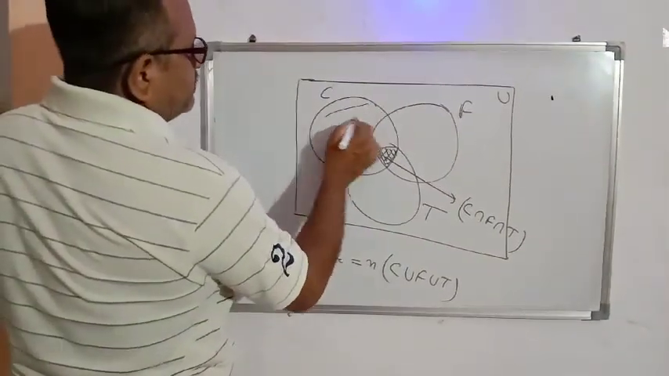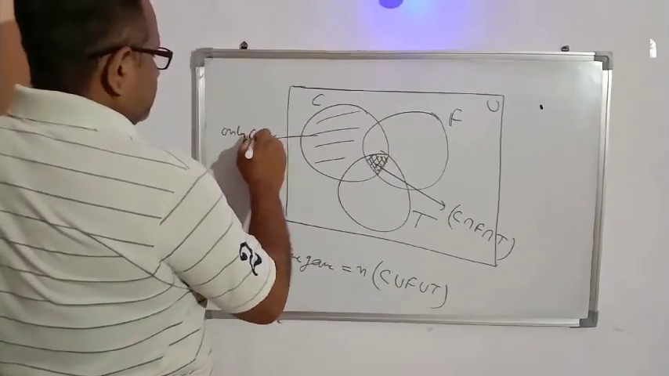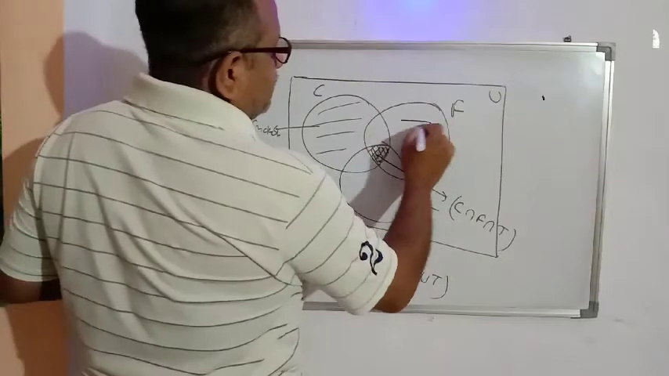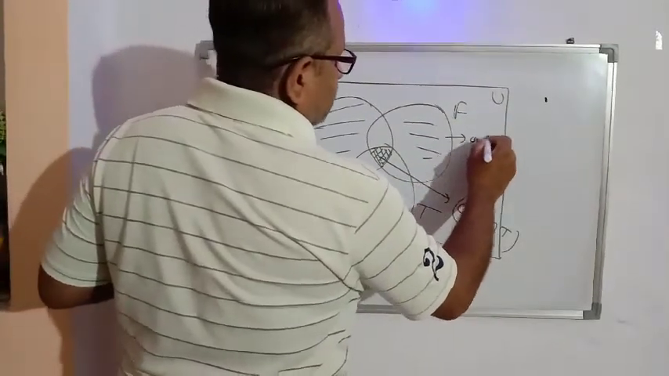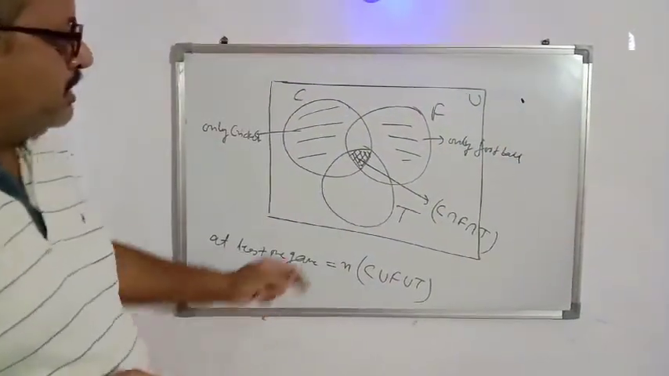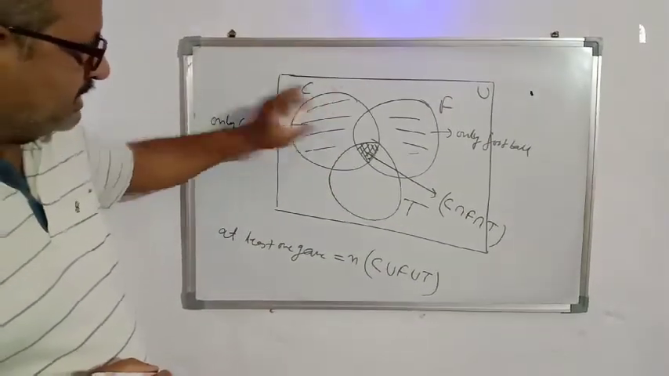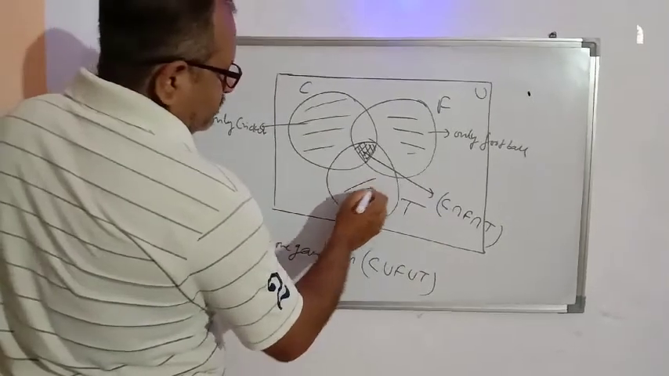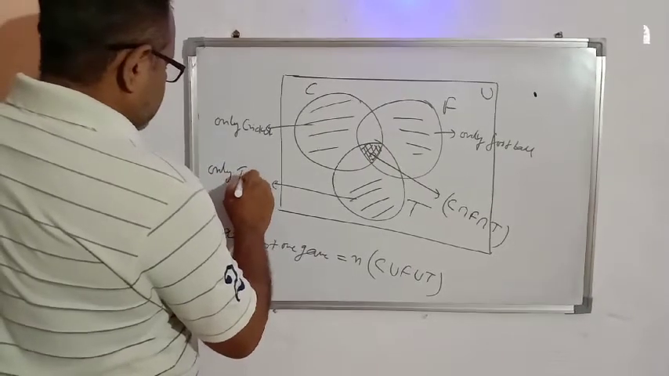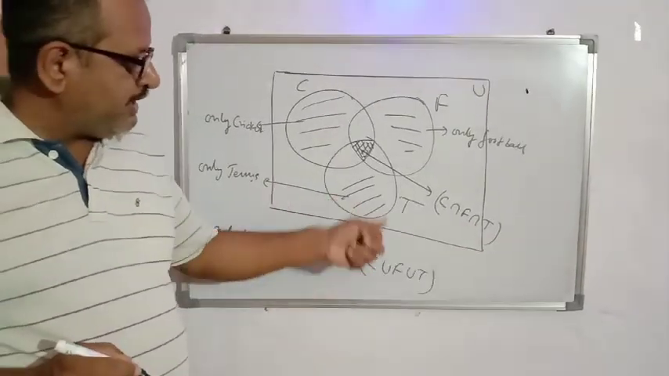See this region. This region will represent only cricket. This region will represent only football. The number of students who play only football, this region will give. The number of students who play only cricket, this region will give. And this portion, only tennis, will represent the number of students who play only tennis.